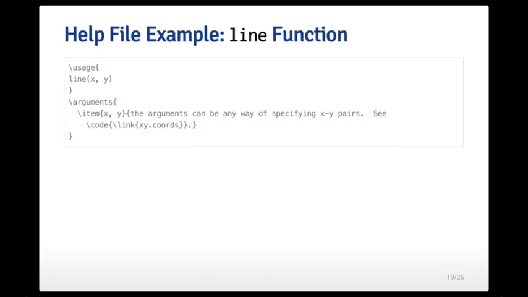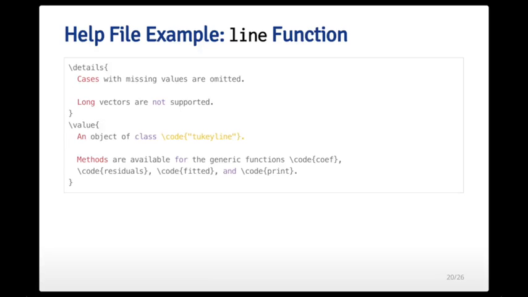After the description, you typically have a usage section which shows how the function is called and its arguments. This function only has two arguments, x and y, and so that's how you call it. After that, you describe what the arguments are, and so the two arguments are x and y, and you can see that the arguments can be any way of specifying x, y pairs. After that, there's a details section where you typically go into more detail about various aspects of the function. Here, there are just a few notes that are added.